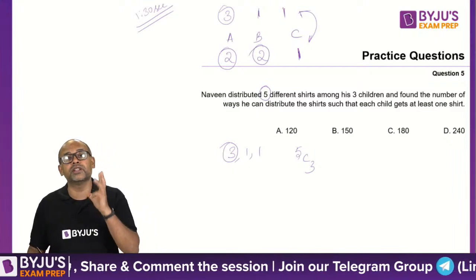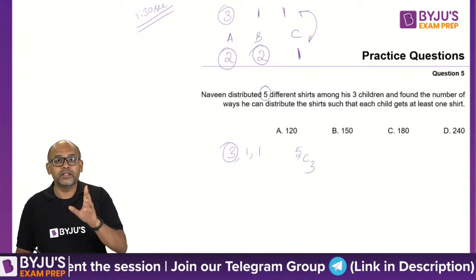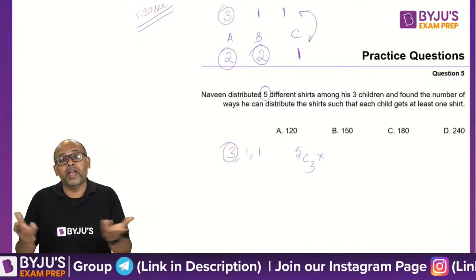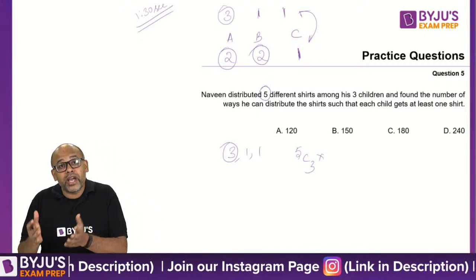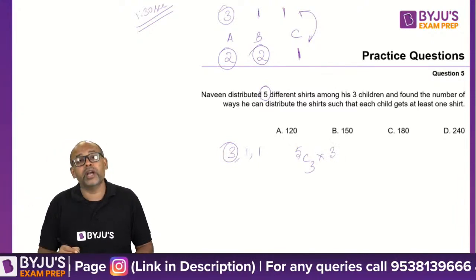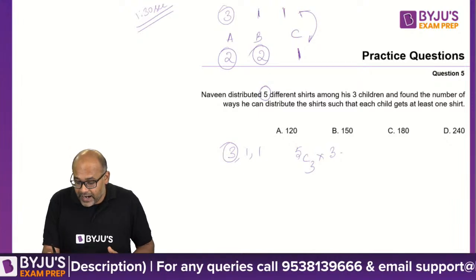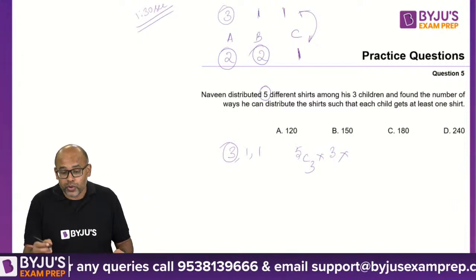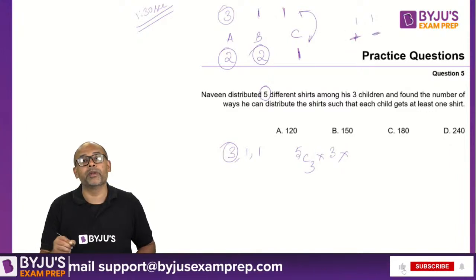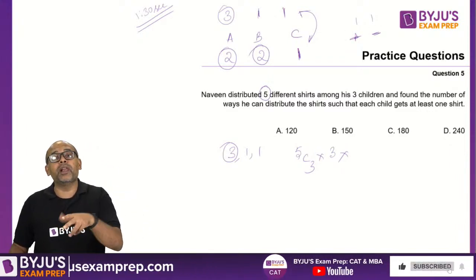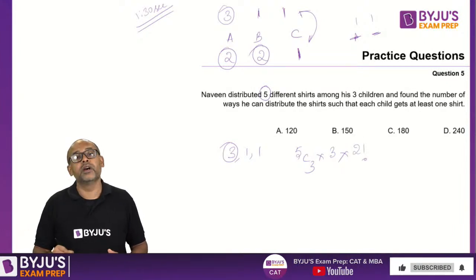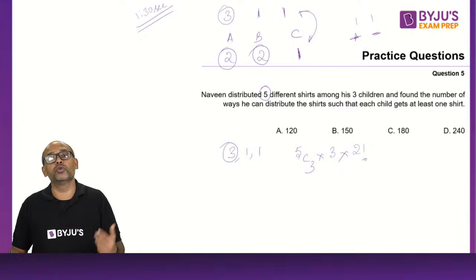So 3 shirts I am choosing out of 5. This is the group formed. Now, this group should go to whom? A or B or C. It can go to any one of the 3 people. And then what else is remaining? You have 2 shirts and 2 people. How many ways can you arrange them? Basically that is 2 factorial ways, because 2 shirts can go to 2 people in 2 ways.